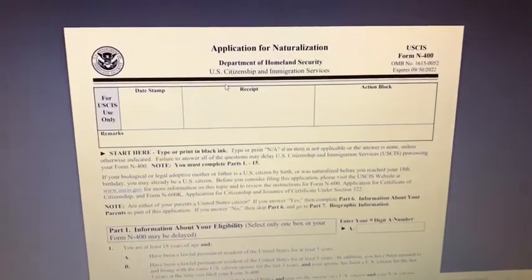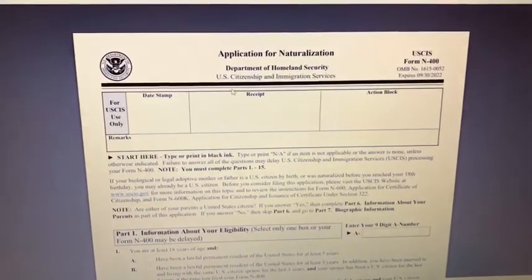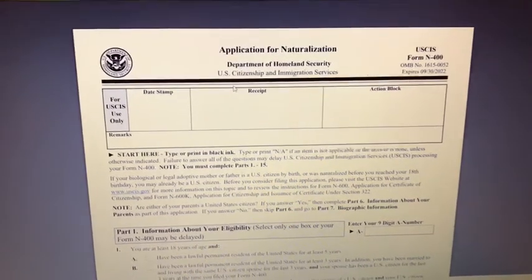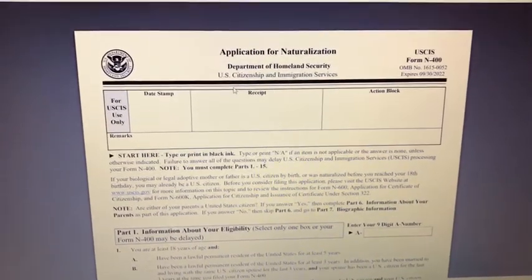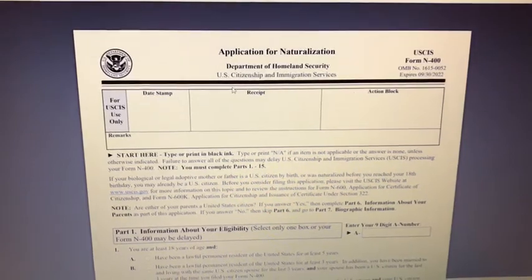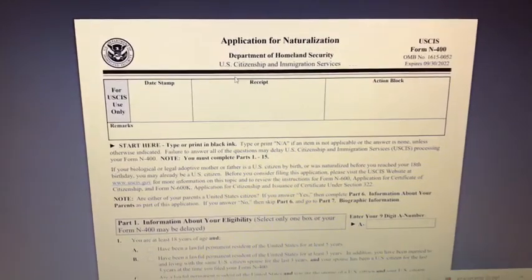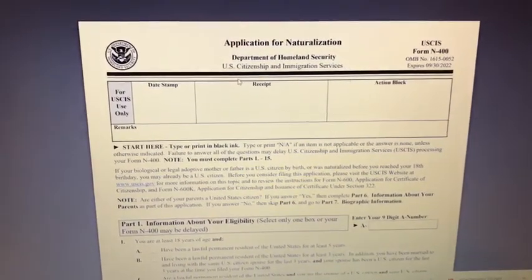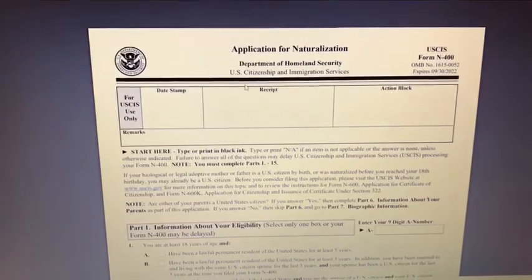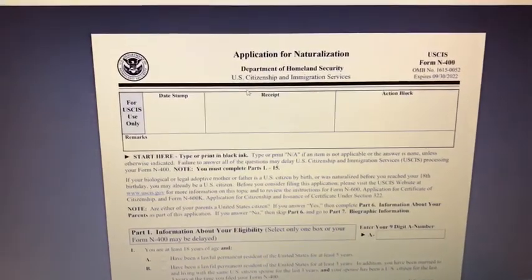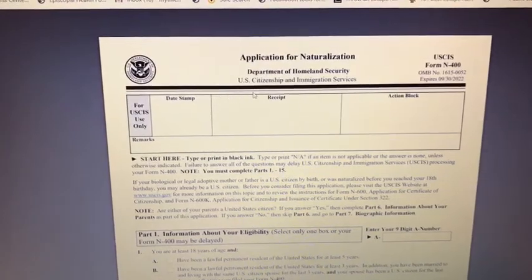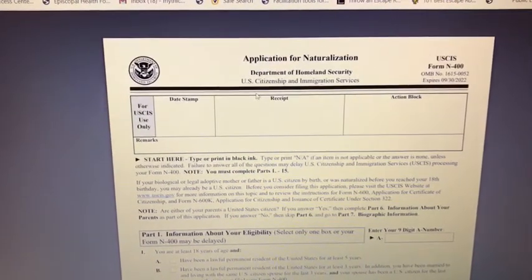As we mentioned earlier, the N400, which is your application for naturalization, is the form that can be downloaded from your computer and then printed. This form is very important because this is the form we mentioned last week on which the speaking portion of your citizenship interview and exam will be based.